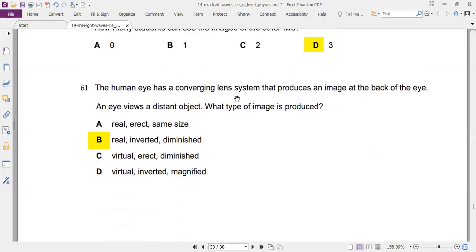Human eye, converging lens. This is an image at the back of the eye. The eye views a distant image. What type of image is produced? It is real, inverted, and diminished. You might be surprised why we don't see things inverted. Well, it is the optic nerve that takes the inverted image to the brain and turns it upside down. The blessing of the Almighty Creator.